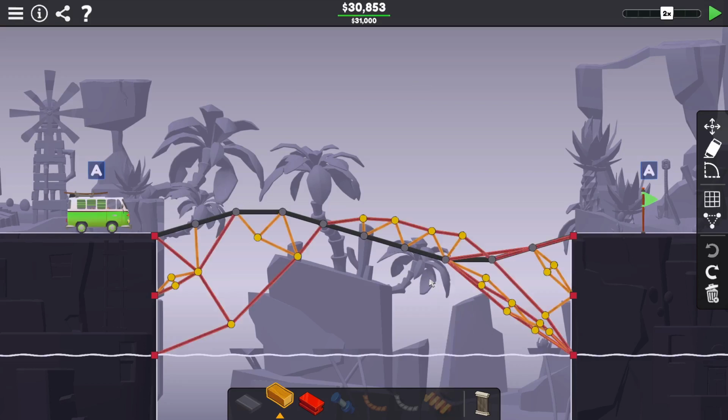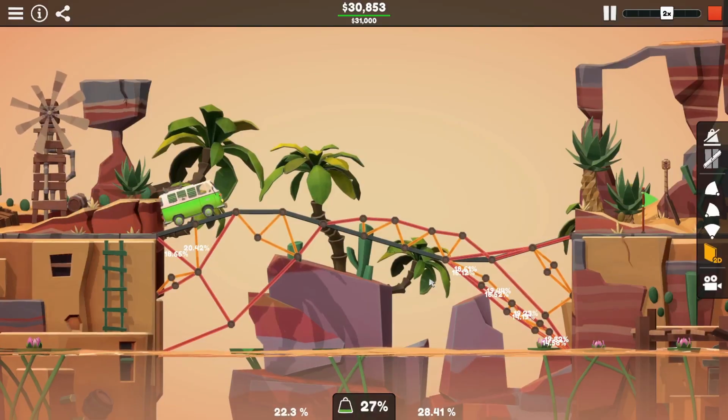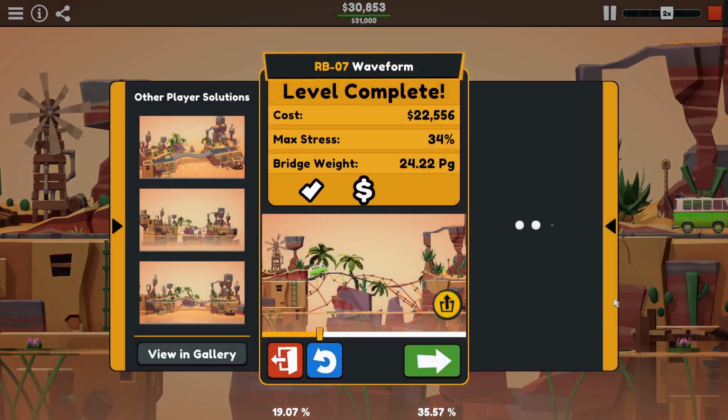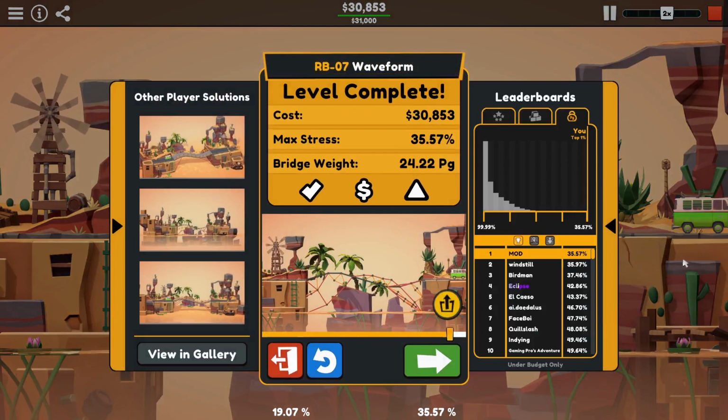But in general, this is the design I came up with. As you can see, this right side where the road is coming down and changing its angle is where a lot of the forces and a lot of the supports are to counteract that.